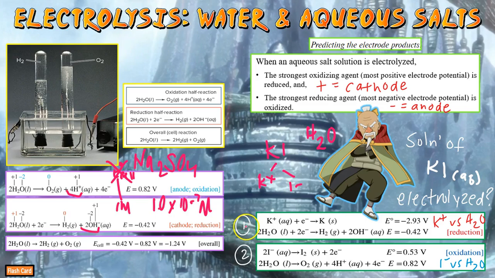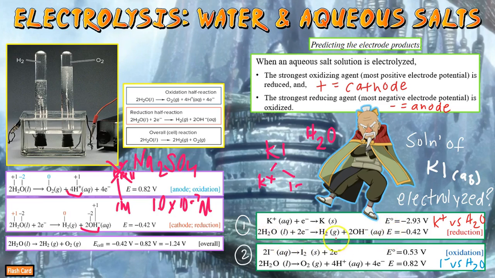Let's compare the possible oxidizing agents. So we're going to have K plus, and then we're going to have water, and we're going to look at their cell potential. So we have the standard cell potential of negative 2.93 volts for potassium, and we have a cell potential of negative 0.24 volts for water. Water is more positive and therefore more easily reduced than K plus.